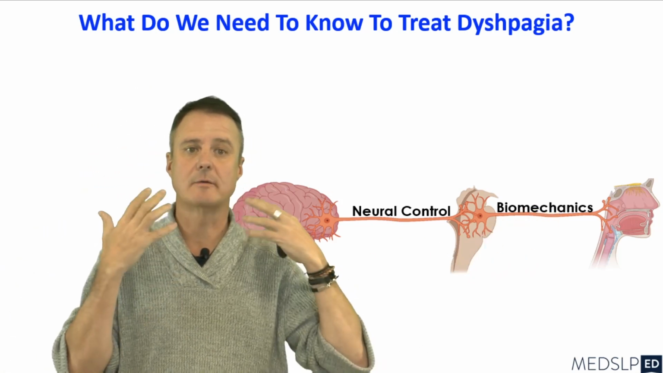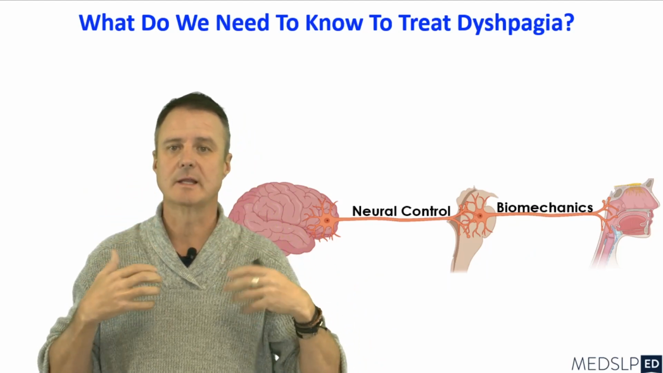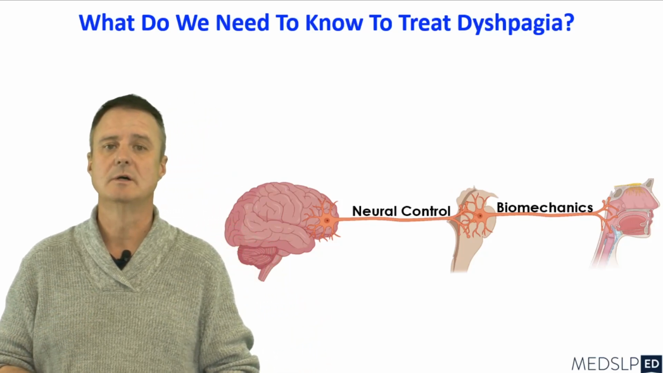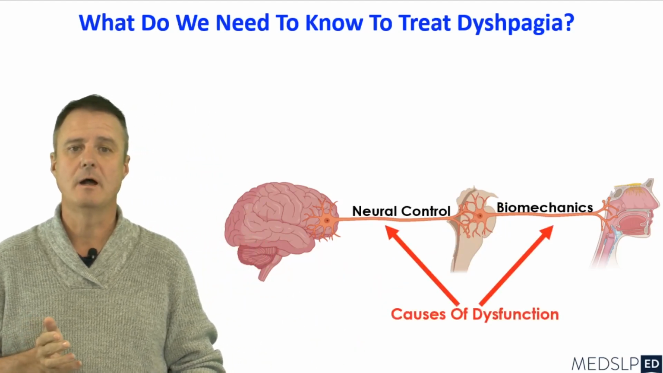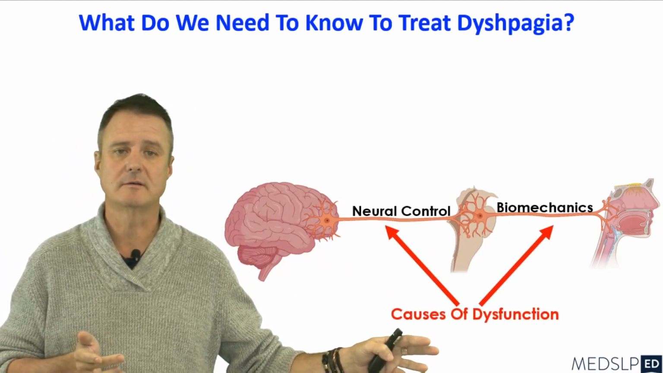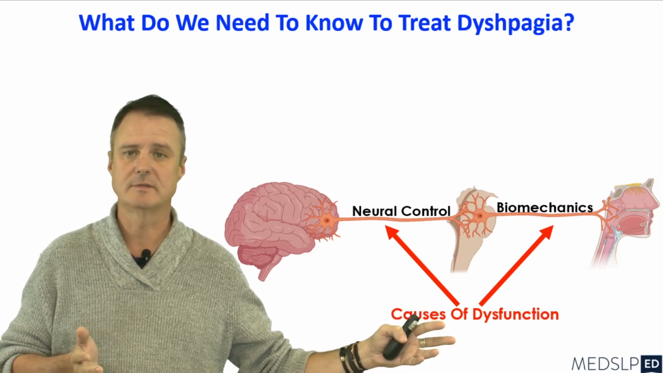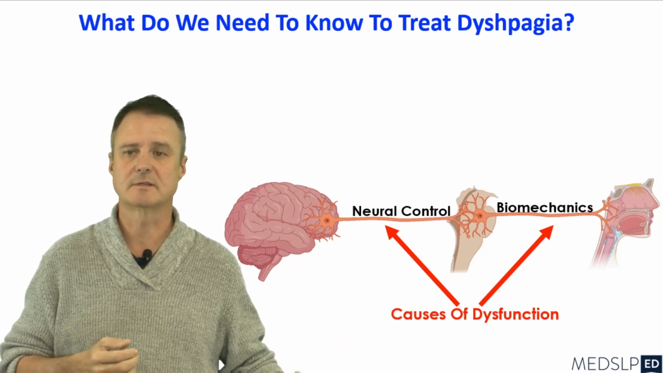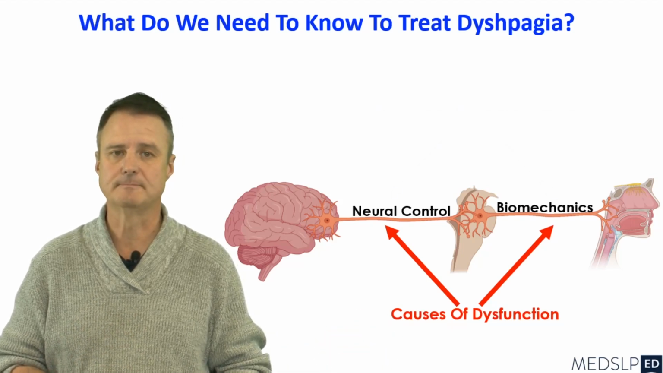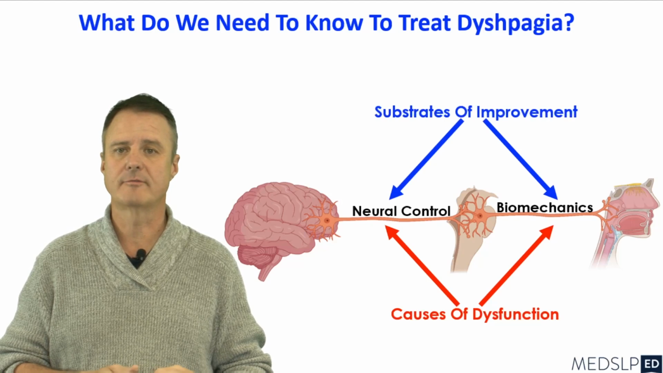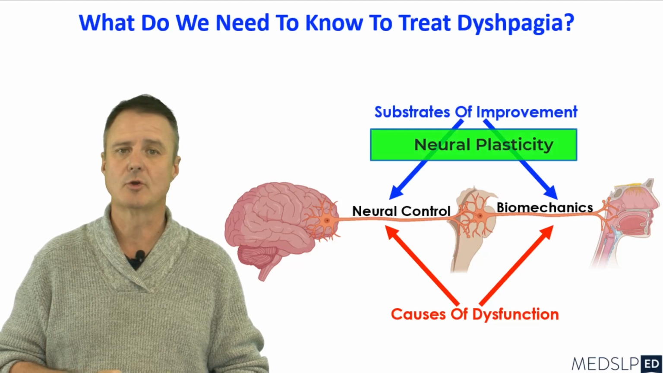So what are the anatomical features that describe our swallowing mechanisms that allow us to make a successful swallow? So we need to understand the neural control, the biomechanics, the anatomy, and then we need to understand something about the causes of dysfunction. What are the sorts of things that can go wrong? Neurologically, in some cases, structurally in others, as in the case of tumors, etc. What are the sorts of things that cause dysfunction in dysphagia? Then we need to understand if there is dysfunction, what are the substrates of improvement? And that's where neuroplasticity comes in.